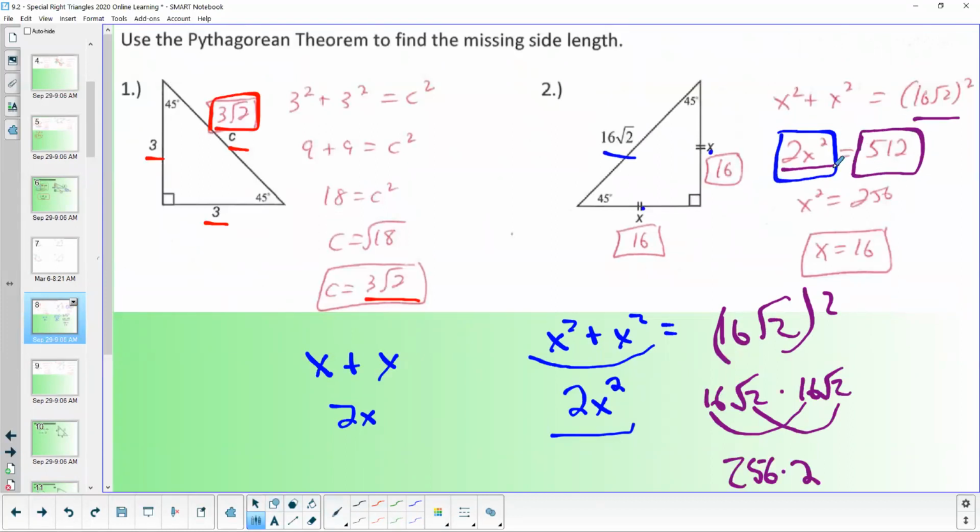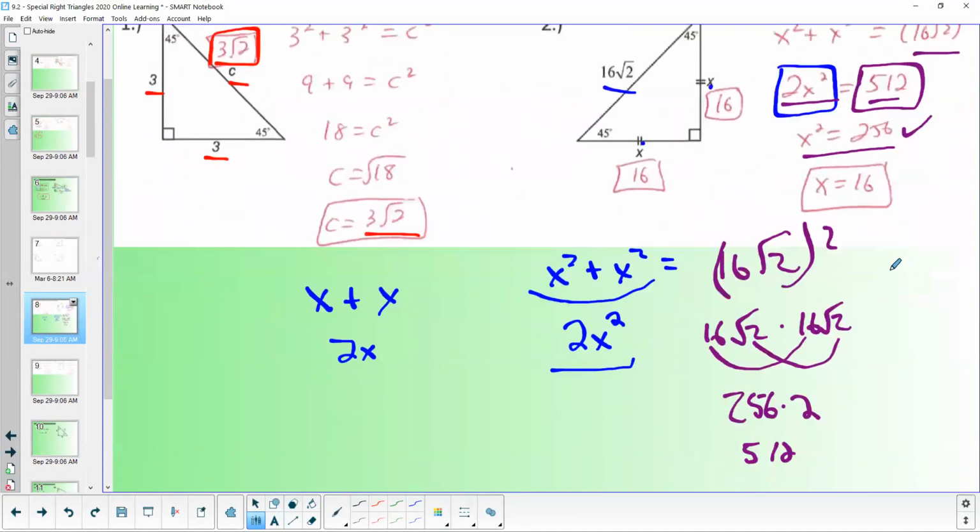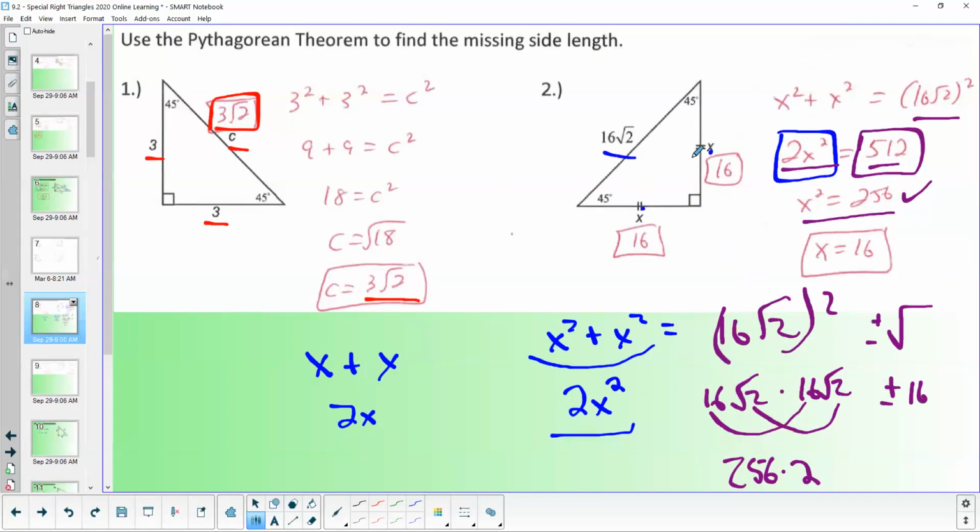And then on each side, you'll want to divide by 2, which leads us to x squared is equal to 256. You take the square root of both sides, and the square root of 256 is 16. Just a minor note is the answer to this is actually plus or minus 16. But since we're talking about side lengths in a triangle, we're not really worried about the negative 16. And so we just strictly look at the positive 16.